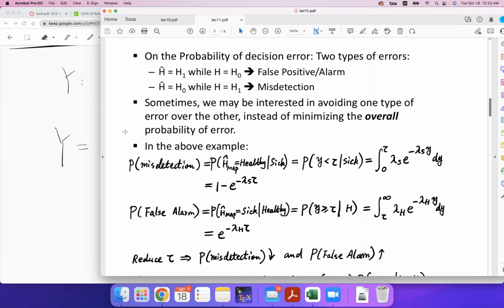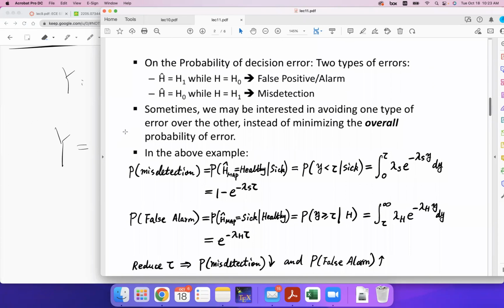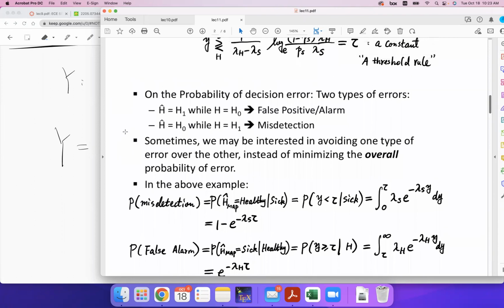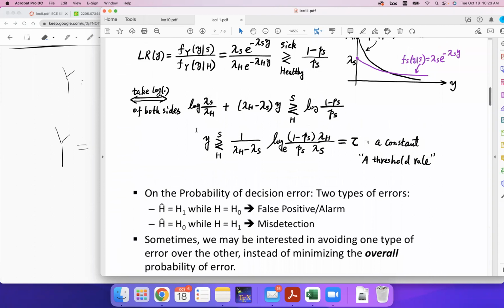And we have 7 minutes. I can briefly talk about two types of errors that we care about. So in the end, once you apply this likelihood test or MAP rule, you end up with a decision rule. This is a hard decision. Based on this decision rule, you make hard decisions.